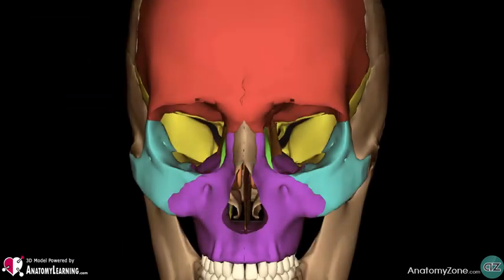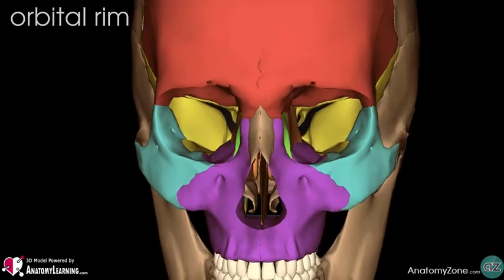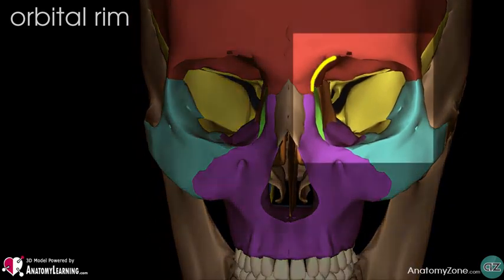Let's take a look at the base of this pyramid and the boundaries of the orbital rim. Starting superiorly, you can see this border formed by the frontal bone. The medial border is formed by the frontal process of the maxilla. The inferior border is formed by the zygomatic process of the maxilla and the zygomatic bone. The lateral border is formed by the frontal process of the zygomatic bone and the zygomatic process of the frontal bone.